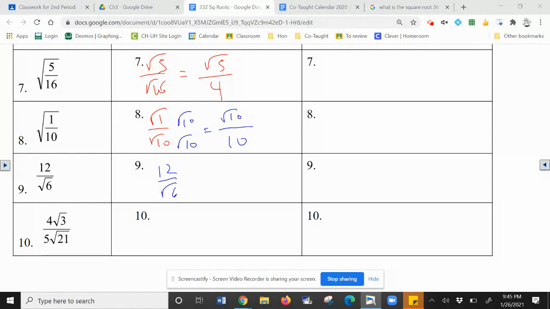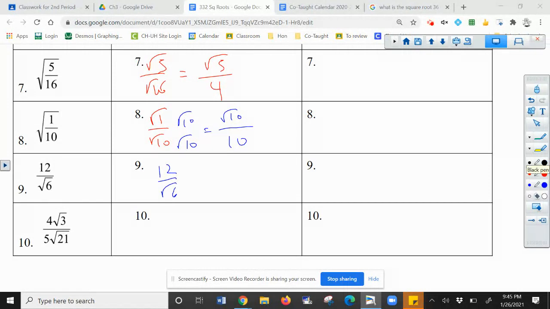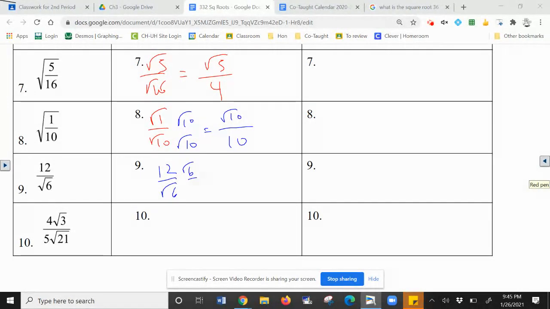I can't simplify the square root of 6, so I'm going to multiply top and bottom by the square root of 6, because multiplying by something over itself doesn't change its value, it just changes how it looks. Square root of 6 times square root of 6 is 6. 12 times square root of 6 is what goes in the top. Now, 12 and 6 are both outside of the radical, so it's just like simplifying a fraction. 12 divided by 6 is 2. I can't do anything with the square root of 6 over the square root of 6 because one's inside the radical, one's outside the radical. But I can certainly do 12 divided by 6.